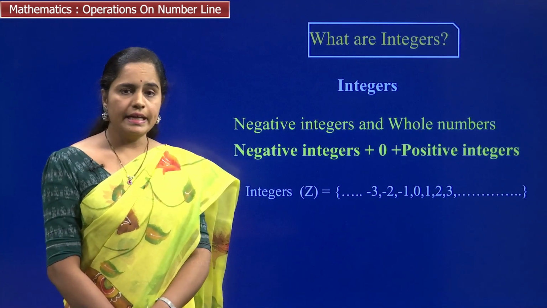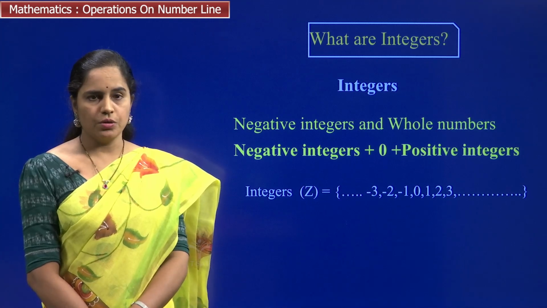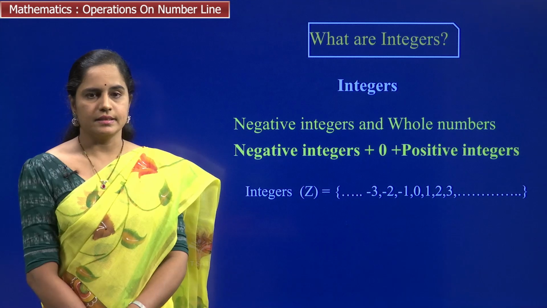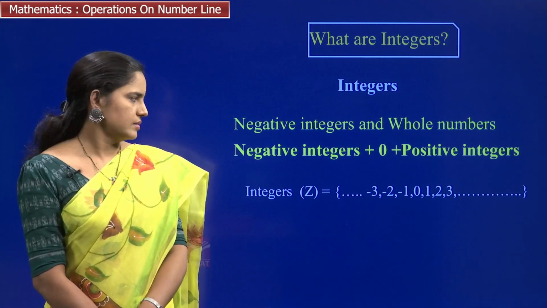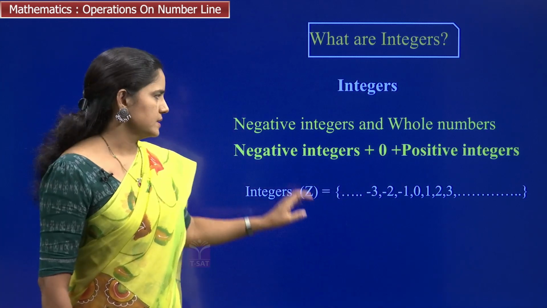Integers. Negative integers and whole numbers. Negative integers plus 0 plus positive integers. These are the numbers called integers. Integers are denoted with Z, and they include negative integers, 0 and positive integers.